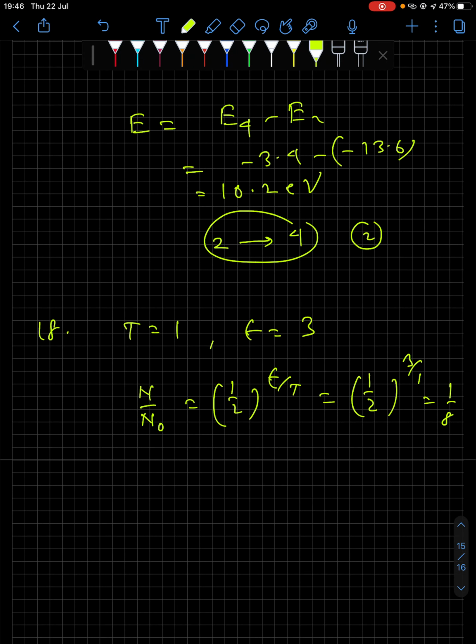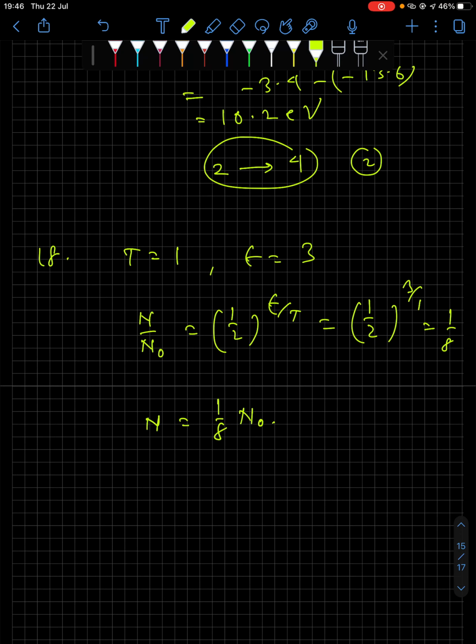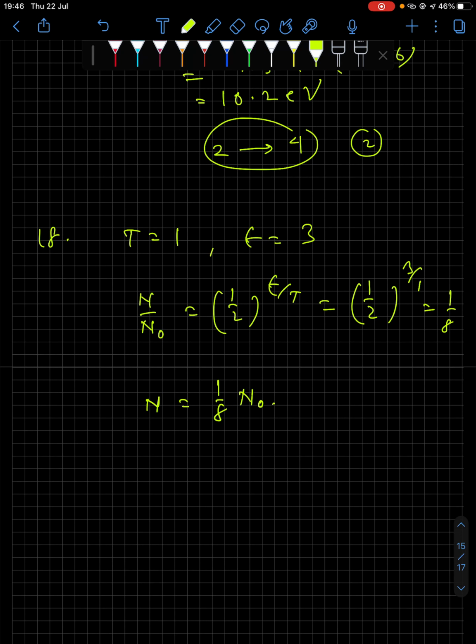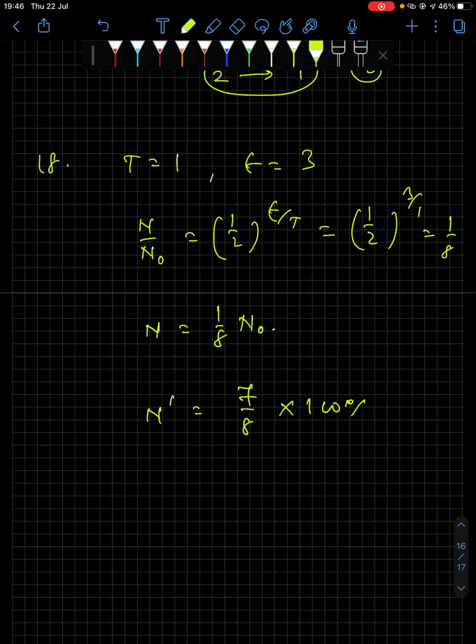Yes, so 1 by 8 of N naught remains. The question is asking what portion will decay, and that also in percentage. Therefore, the portion that will decay: obviously 1 by 8 remains, means 7 by 8 will decay. And in percentage, 7 by 8 into 100% gives you 87.5%. Option number A is the answer.